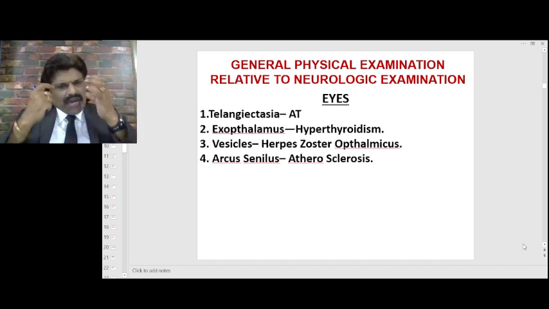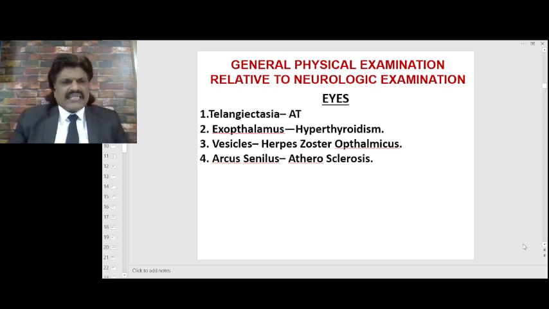Then we look at the eyes. If there is telangiectasia, we think of ataxia telangiectasia. If there is exophthalmos, it could be hyperthyroidism. If there are vesicles, it could be herpes zoster ophthalmicus. If there is arcus senilis, it could be atherosclerosis. Wilson's disease will produce KF ring on Descemet's membrane.